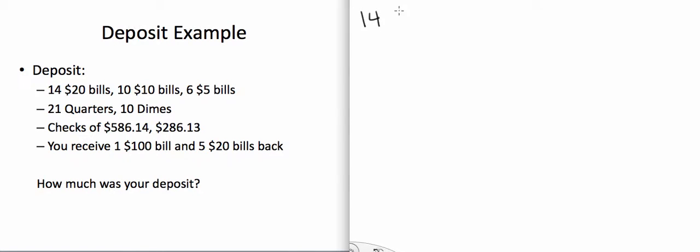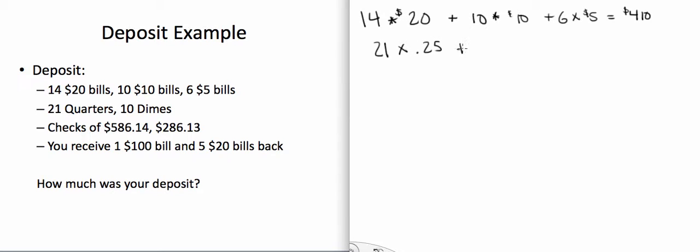So we've got 14 $20 bills. So we take 14 times 20. We're going to add in 10 times the $10 bills, and then we're going to add in 6 times the $5 bills, and that gives us a total of $410 in cash. And in cash, we then have 21 quarters. So we're going to take 21 times 0.25, then add in 10 times 0.10. That gives us a value of $625.